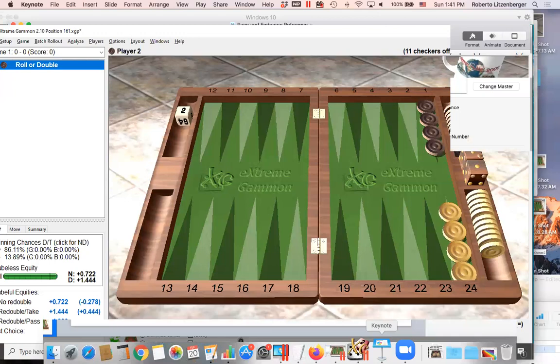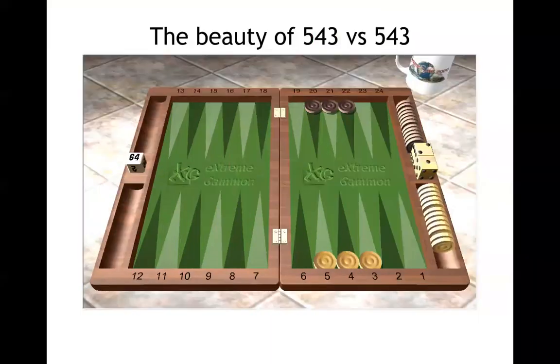So that was the beauty of the 5-4-3. I just want you to really remember that. It's a real balanced position. The number that we looked at before, I don't know if I show it on here, is right around 24% win chances from here.